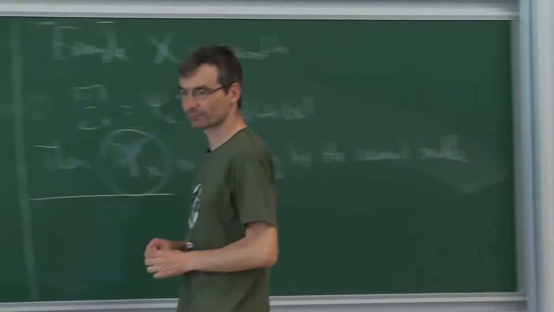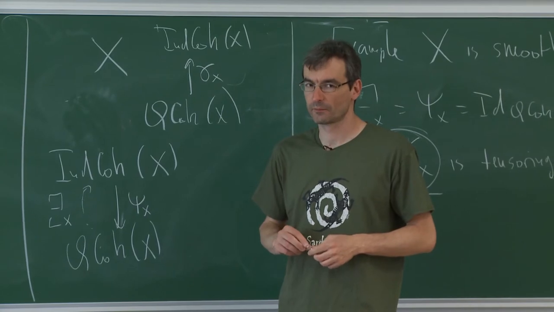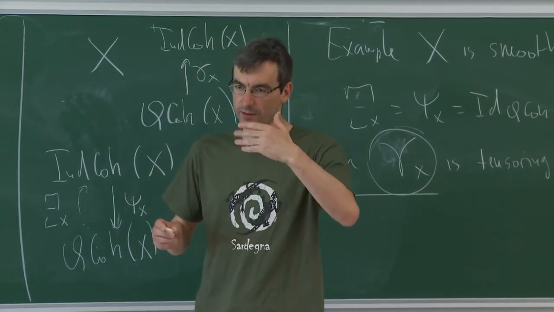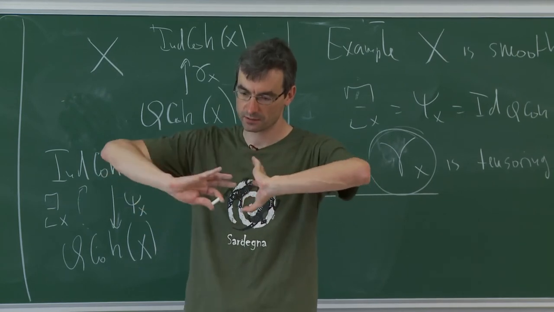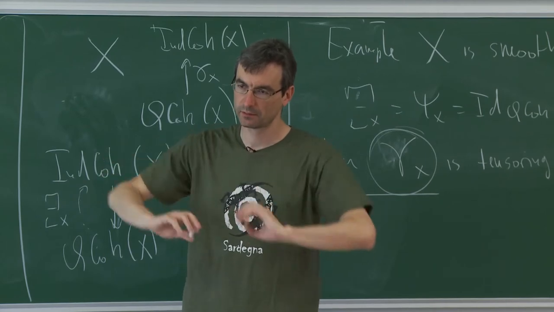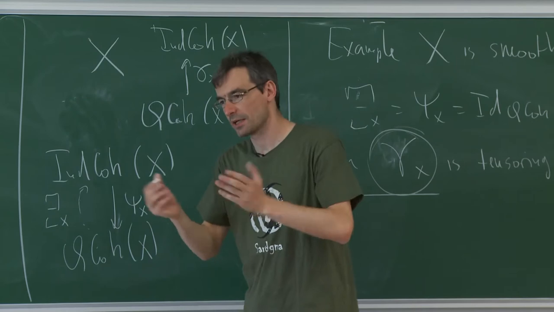So to define the cotangent complex on stacks, this is a very general kind of stack. The cotangent complex is defined in the way we talked about in the first lecture. You're taking square zero extensions and you're mapping.